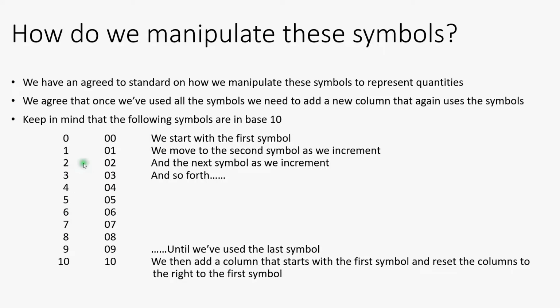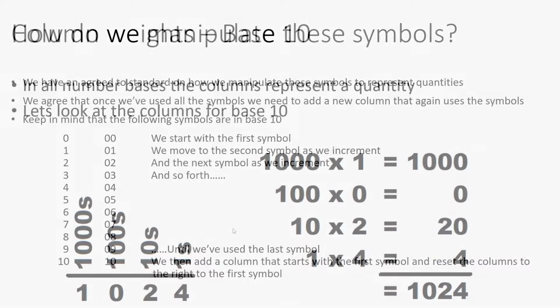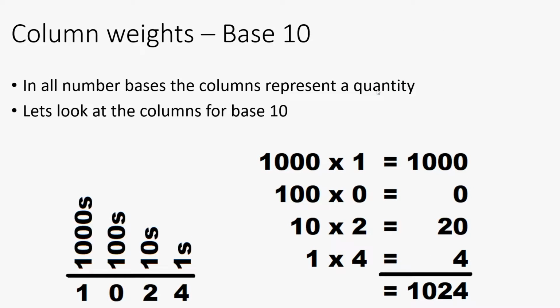The mechanism here again is exactly that. Use all the symbols, start a new column, go through all the symbols again. When this column's out of symbols, start a new column, and we work our way up. We also have an agreed upon weight for each column.